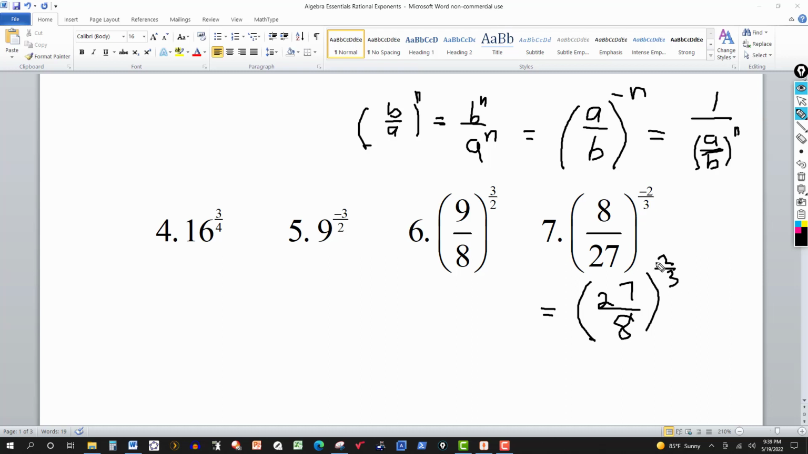You have a cube root and a square. So we can either square it and then take the cube root, or take the cube root and then square it. Well, I choose to take the cube root first. The cube root of 27 is 3. The cube root of 8 is 2. Then we square it. Again, when you're taking a fraction to a power, you should apply the power to the numerator and the denominator. So 3 squared is 9, 2 squared is 4. So the answer to this one is 9 over 4.